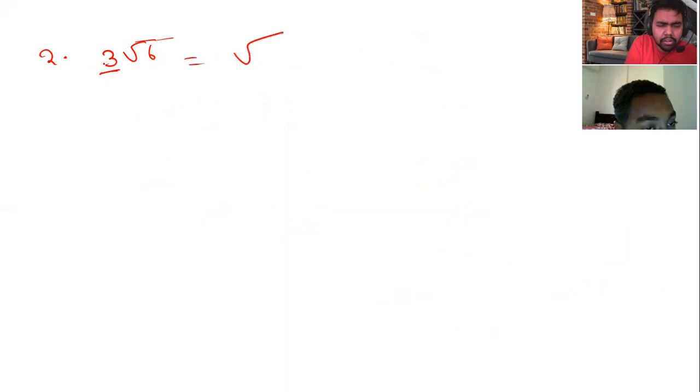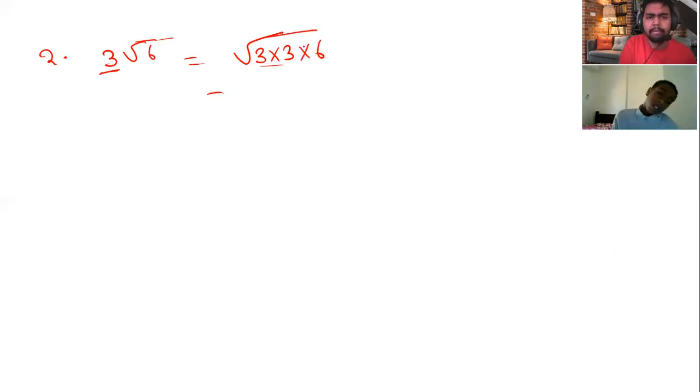This 3, when it goes inside the root, it will become 3 times 3, because when it was outside of this root, it was 2, so it came only 1. Are you getting my point? So 3 times 3, and there is just 6, just multiply all. So 3 times 3 is equal to 9, and 9 times 6 is 54, so that would be root 54.